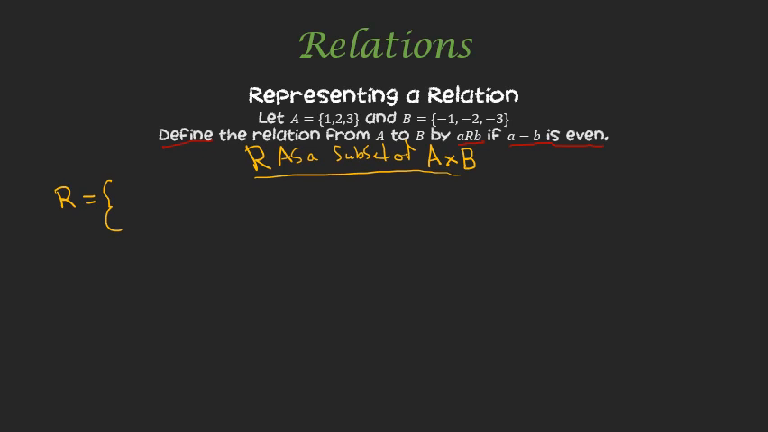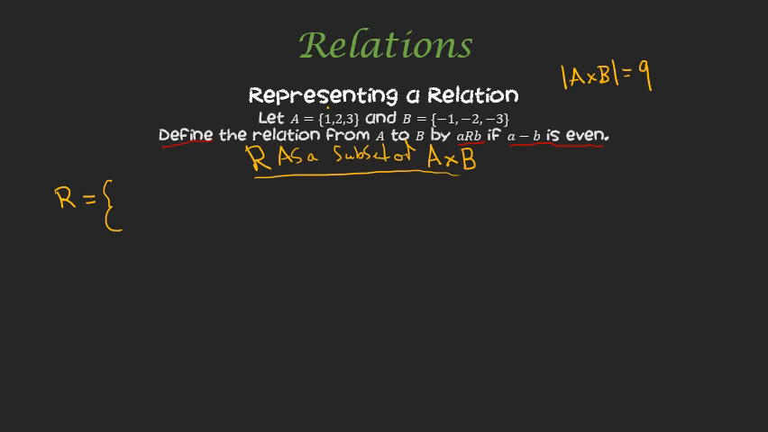Let's just run through all the possible pairs. We know the entire cross product. We know that A cross B will have cardinality 9, so it's possible I could have up to 9 different pairs of elements. Let's start with just picking out the element 1. What is 1 related to in B?